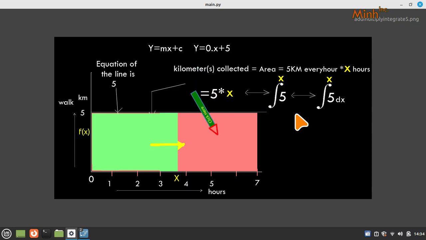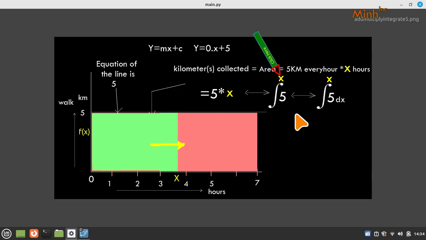So x is the independent variable and fx is dependent upon x, and it is a function. So the function is 5, it's a constant. So 5 into x is the area. Now we can denote it like this also, or we can write like this also, but the actual denotation is this. So 5, we would integrate up to x.